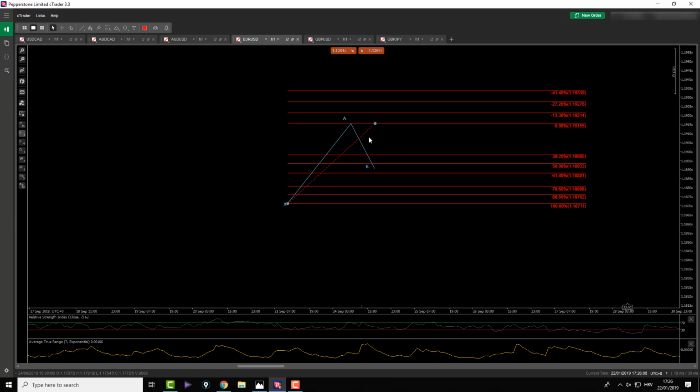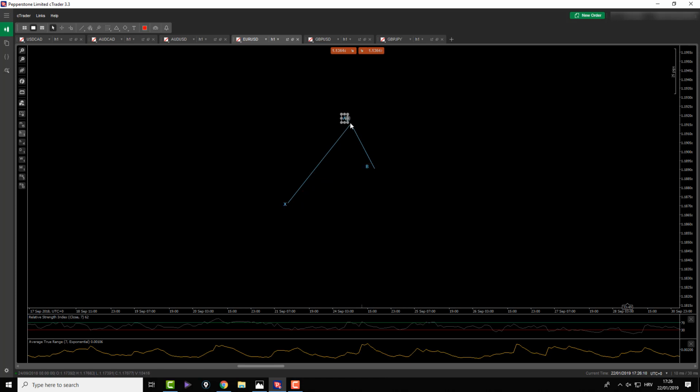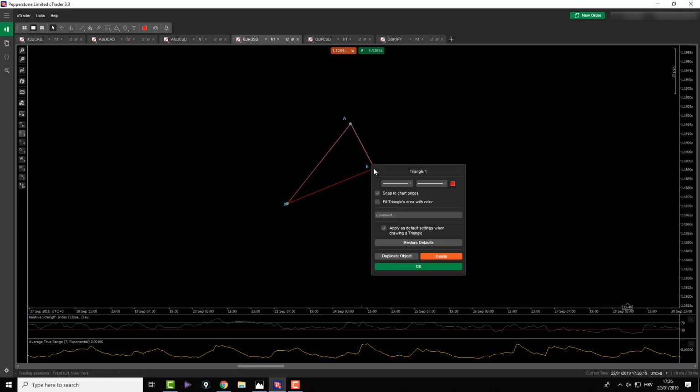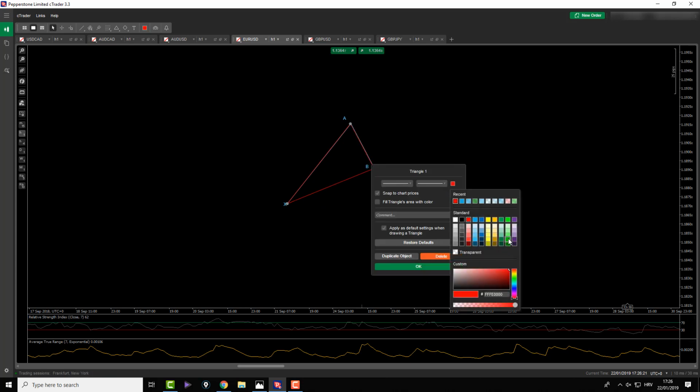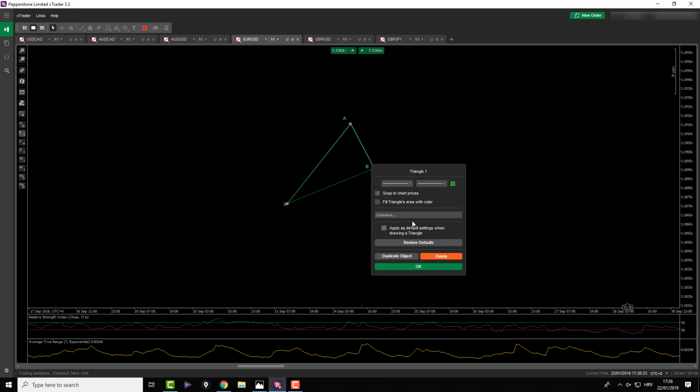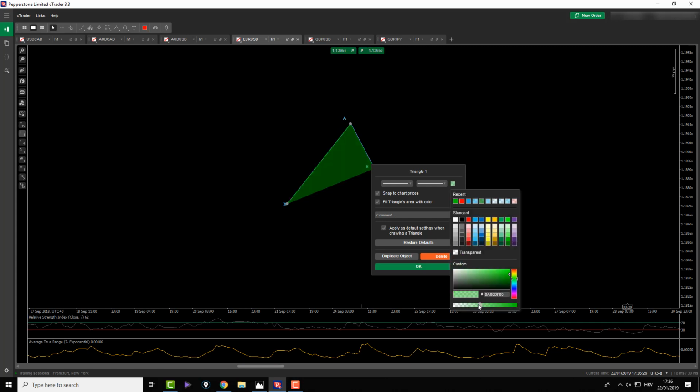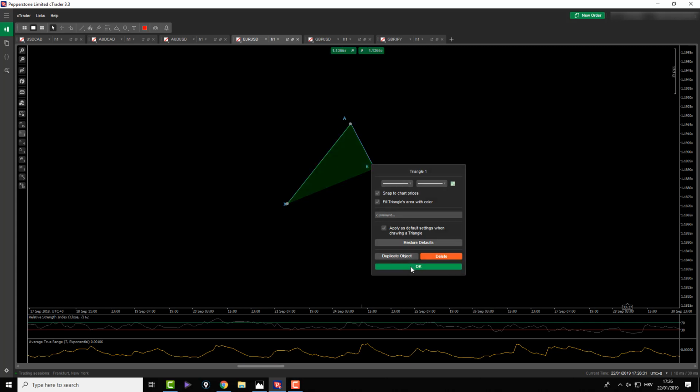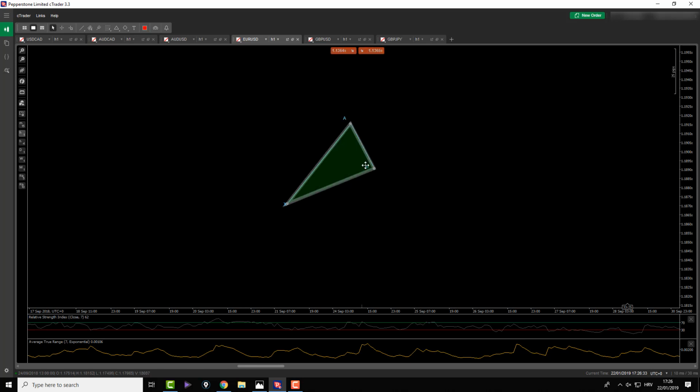Now we can remove fibs because we have our X to A to B, and people are drawing the patterns like this. We will mark this in green color and fill the triangle with color, but we'll add some opacity, reduce it. Okay, so we have X to A to B.